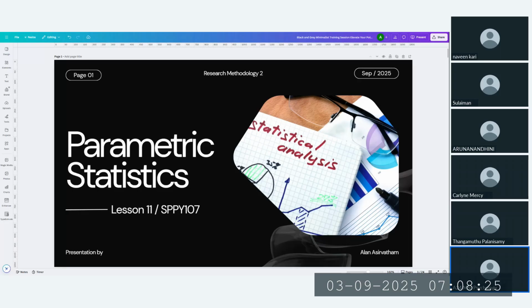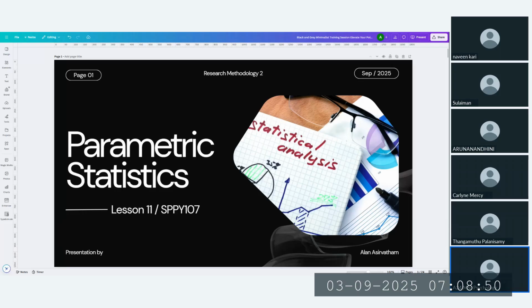Today, we will deal with a topic that most researchers find uncomfortable or are scared of. We're going to deal with parametric statistics. Most researchers I have met are uncomfortable with it.